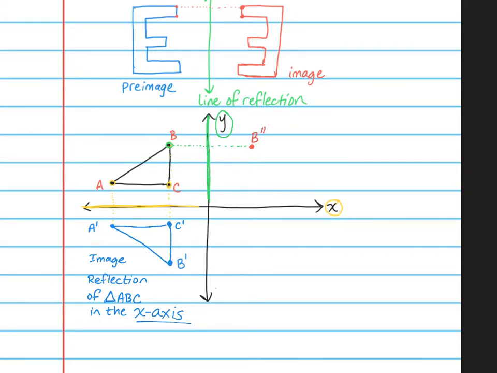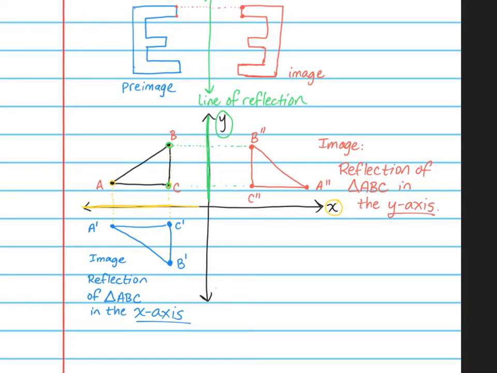So this is B double prime. I'm going to do the same thing with letter C. So we start with C and we go to the line of reflection and then past it the same amount. So it's right about here. So that would be C double prime. And then A double prime would be right about here. And now I'm going to connect my dots. Okay, and so this red triangle is a reflection of triangle ABC, this time in the y-axis.